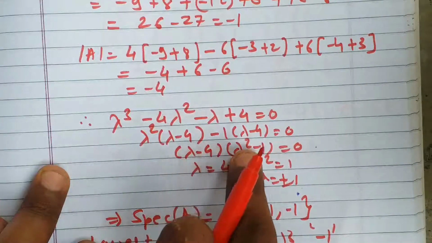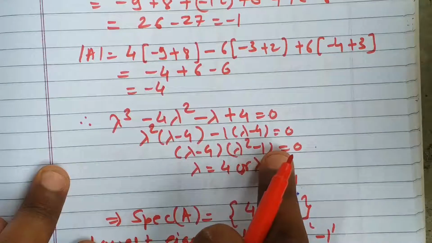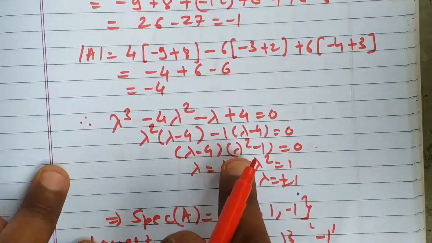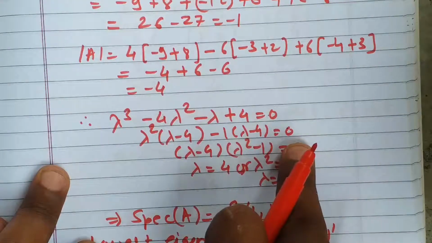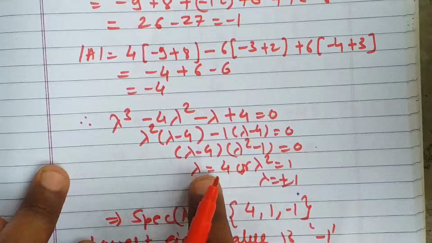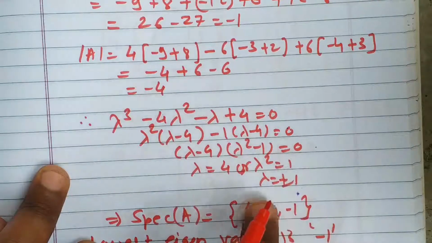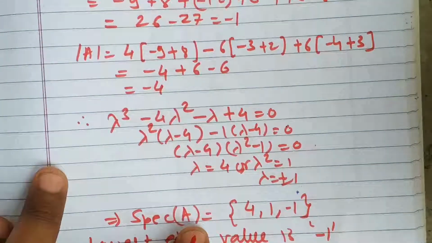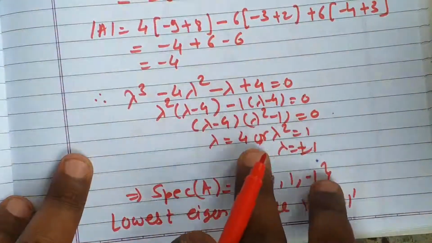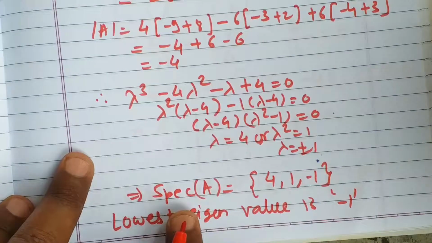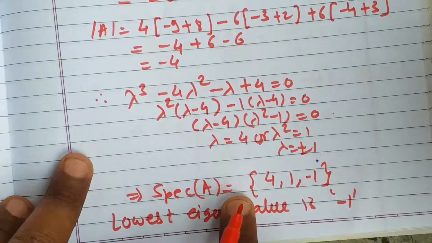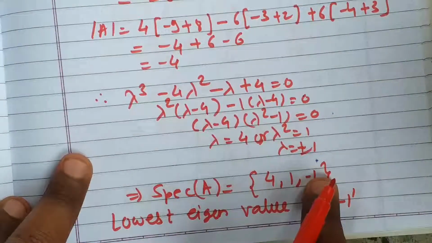One is lambda minus 4. This is also like a square minus b square. It can be factorized as lambda minus 1 and lambda plus 1. So three factors we are having, so we will get three roots: lambda equal to 4, lambda equal to plus 1, lambda equal to minus 1. Now I have determined all three eigenvalues, so the spectrum of A, that is the set of eigenvalues of A, is 4, 1 and minus 1.